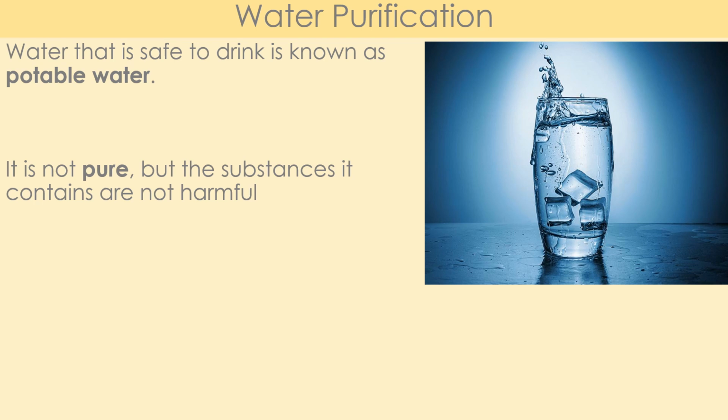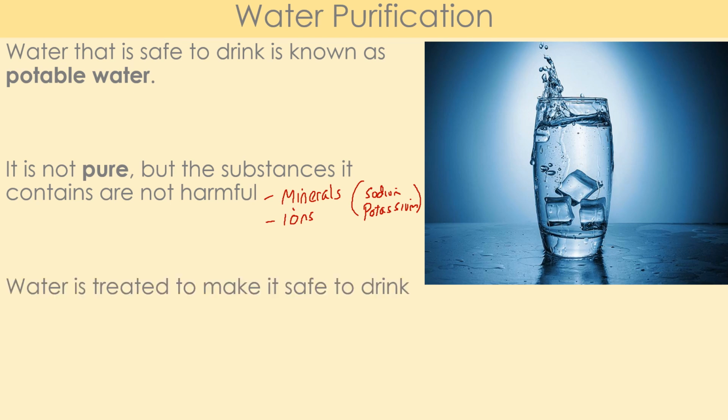So the substances in it are things such as very, very low levels of minerals and ions. So we've got such things as minerals and ions, things such as sodium, potassium are in the water. If you look on a water bottle, you'll see that it says it's got different things in there. They are in there, but they are not harmful to us.